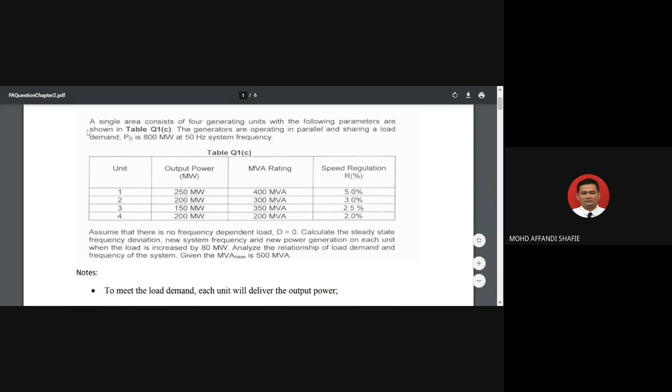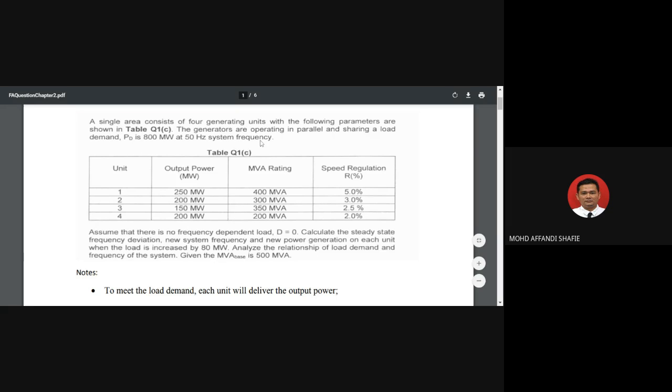Dia kata, so now you have a single area. Okay, single area je. Consists of 4 generating units. You ada single area, you ada 4 generating unit with the following parameters as shown in table Q1C. So the generators, they mean unit 1, unit 2, unit 3 and unit 4 in parallel and sharing a load demand. PD is 800 megawatt at 50 Hz system frequency.